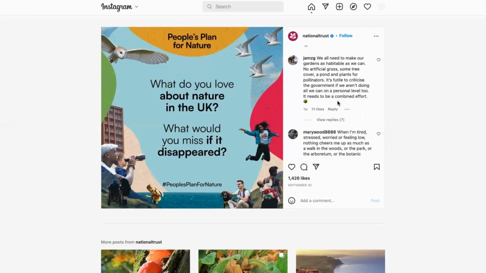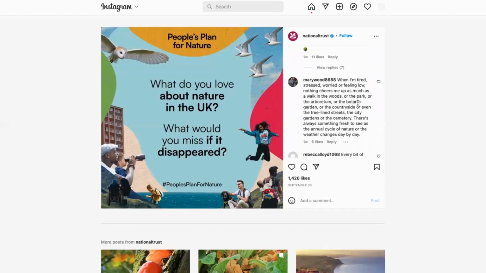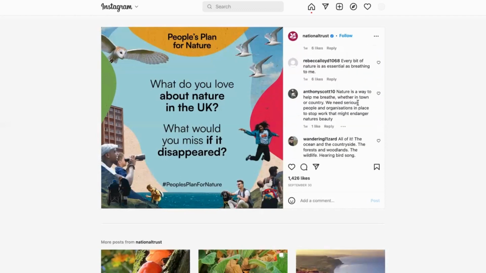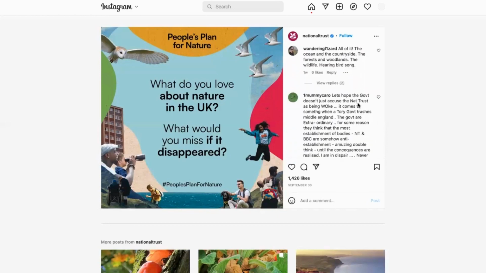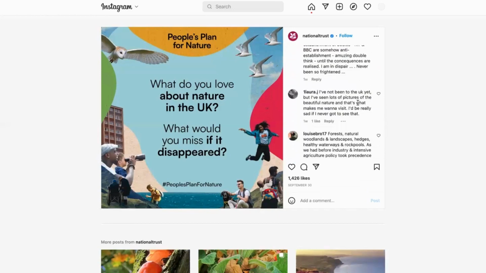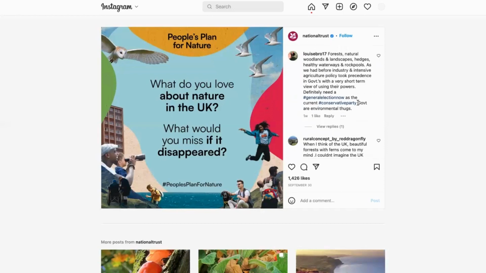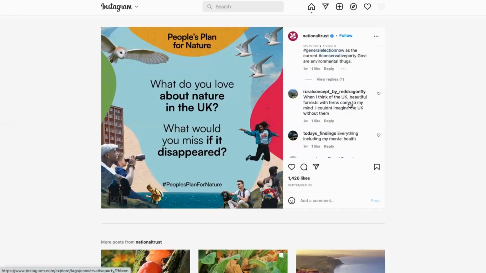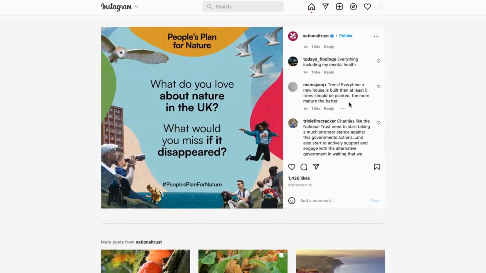And as you can see, people got mega engaged with it. So people have started talking about their gardens. People are talking about walking in the woods, botanic gardens, countryside. People talked about it being an essential part of their life. And people have gotten very, very emotive about it, and people have started using various hashtags and gotten quite political as part of it. Now, what's great about this is because it's so engaging, it gets a creative and exciting content that people can use afterwards.